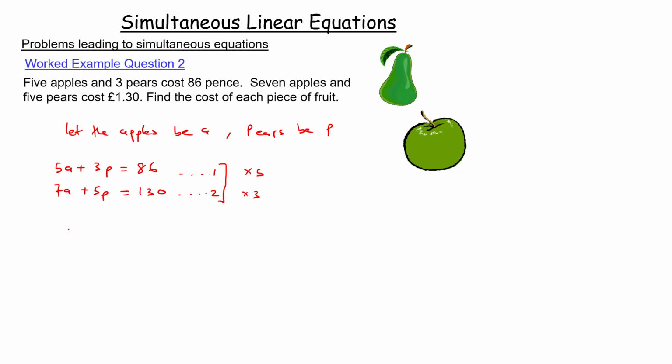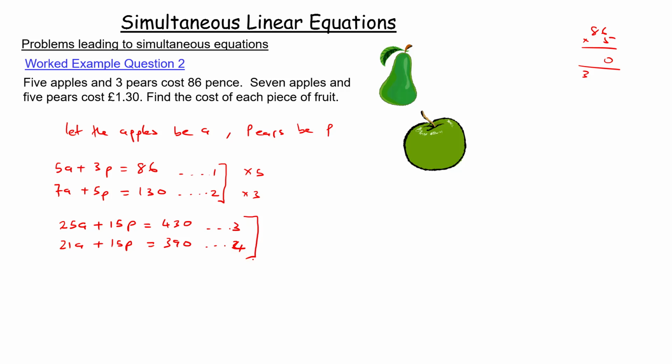If I multiply the first one by 5, I get 25a plus 15p is equal to, and then I've got 86 times 5. No need for a calculator, Tom. 0 carry 3. That's 430. And on the second one, if I times it by 3, I get 21a plus 15p is equal to 390. These are new equations. Oops, sorry, that's 3, and that's 4.